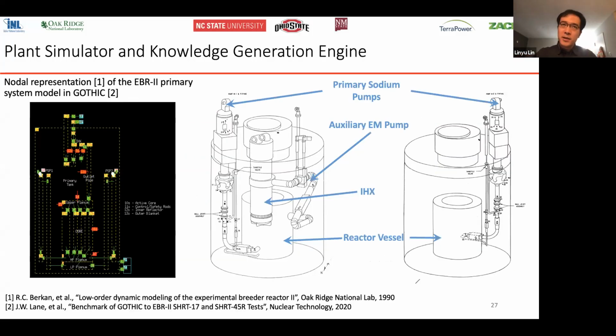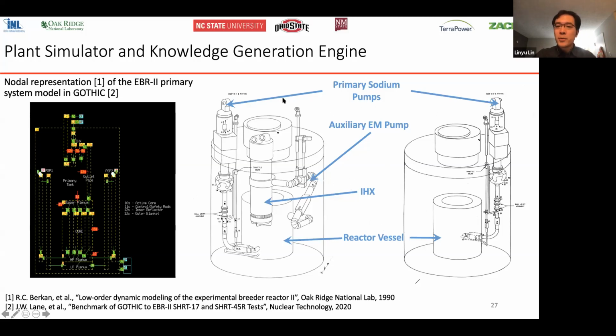Again, since EBR-II has been decommissioned, we have to use a simulator to represent the reactor. And in this NAMAC project, we use a Gaussian model for the EBR-II reactor. On the left-hand side, you can see the nodal representation of the EBR-II primary side in Gaussian. And on the right-hand side, you can see a general view of the EBR-II reactor.